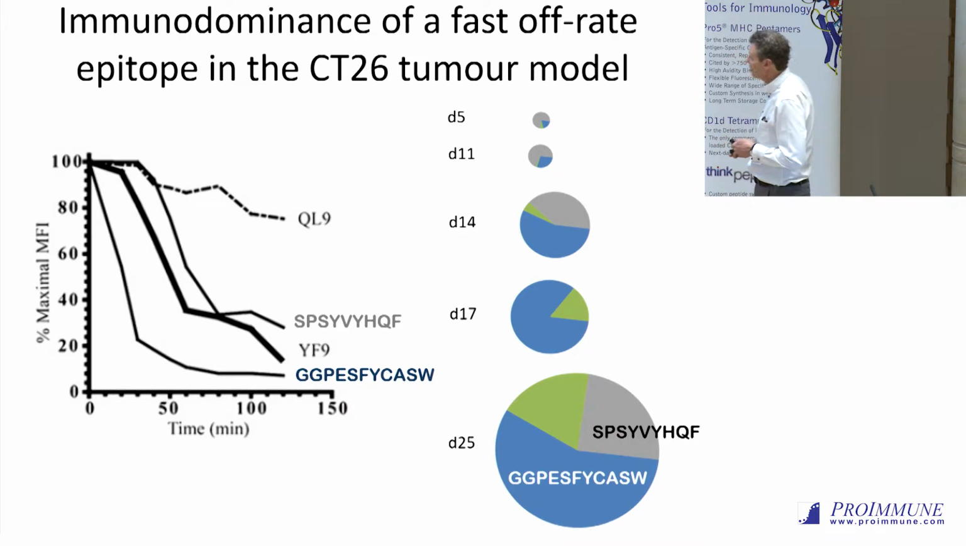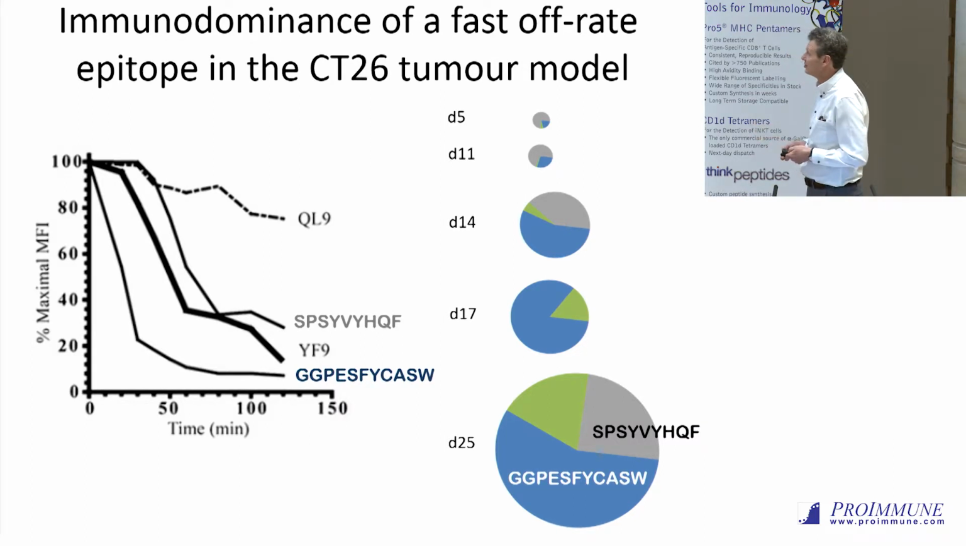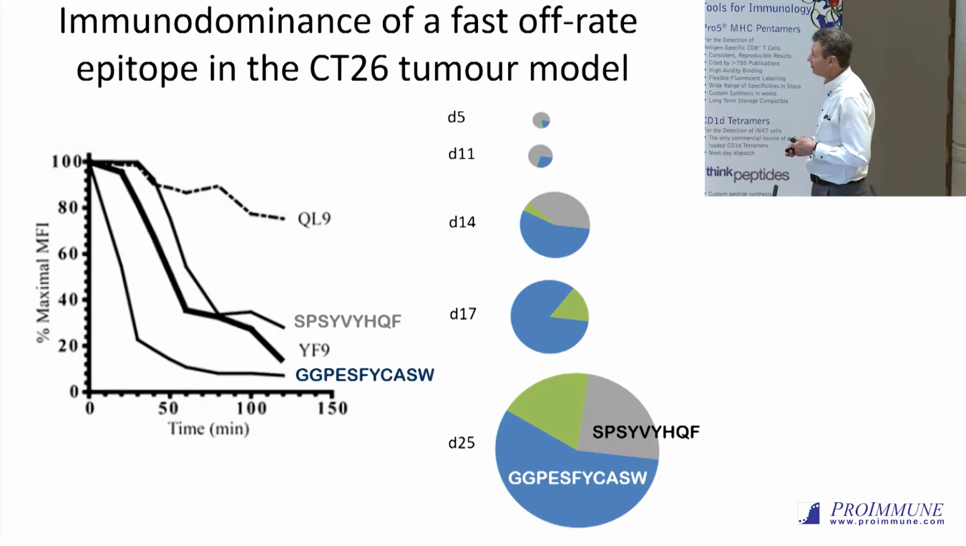The other example is our tumour model that I mentioned right at the very beginning. So it turns out that the immunodominant epitope here, that attracts 70% of the tumour-infiltrating lymphocytes, is a very, very fast off-rate peptide. It's an 11-mer. It dissociates with a half-life of about 15 to 20 minutes at 37 degrees. And that's very different to what we'd normally score as an immunodominant peptide.